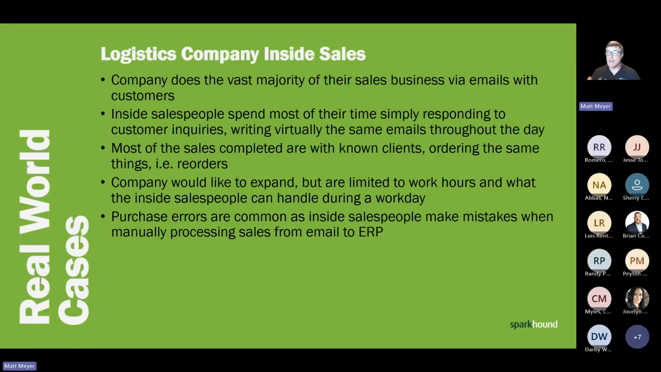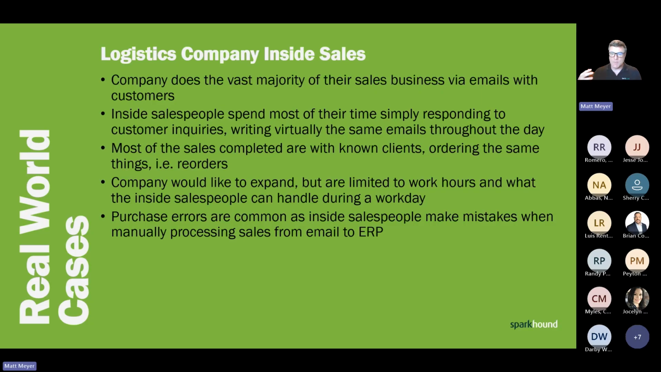So we have a client, and the client is a logistics company inside sales team. Their use case was just as I described. They want to expand, but their inside salespeople are swamped with simple product questions, or simple replies saying, I want the same thing that we did in June, right? And then the inside sales agent has to look up what they did in June and then reorder all that. Well, the AI can do that for you.